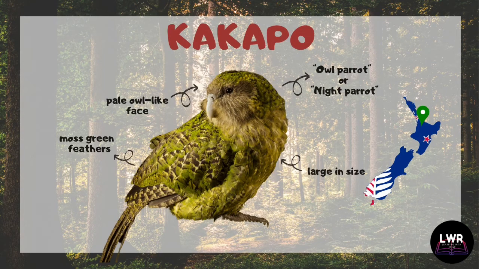Kakapo. Now, let us move on to the nocturnal flightless birds that are all over New Zealand. Kakapos are also known as owl parrots or night parrots because of their pale owl-like faces and nocturnal habits. They are large in size, having moss green mottled feathers with yellow and black in the upper parts of their bodies, and their bills, legs, and feet are gray in color.